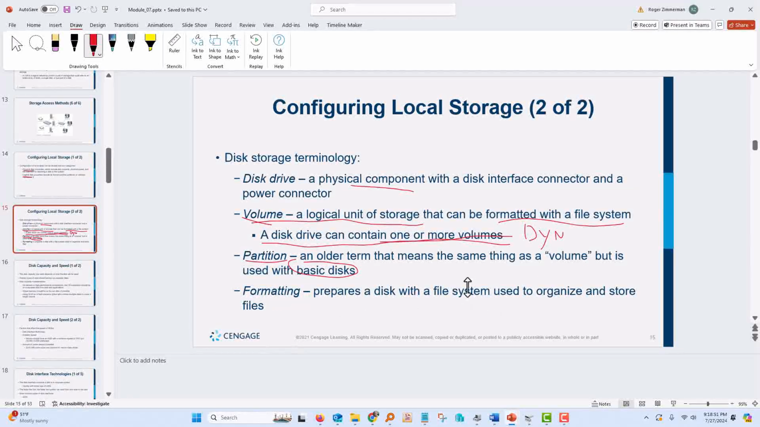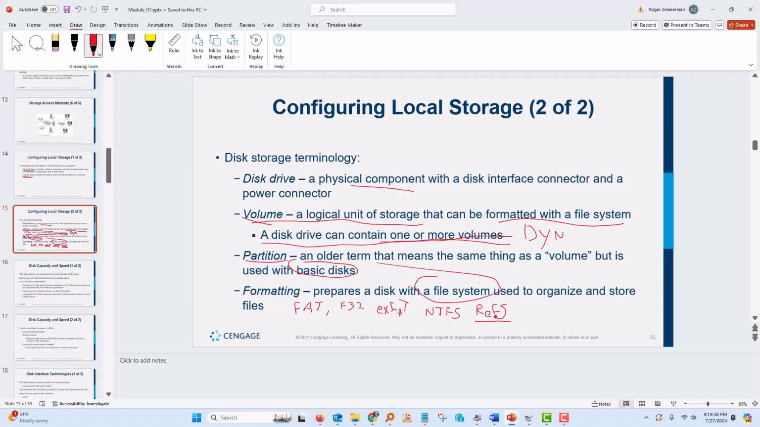Formatting is laying down a file system. There aren't very many file systems that you can use on a Windows system. You can use FAT or FAT32. There is also exFAT. There is the NTFS. And then there's a newer one called ReFS, Resilient File System, that is fairly new.